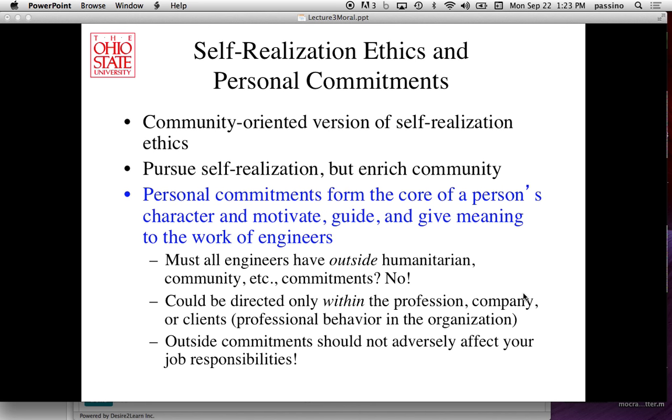A good company that's an example of that is, I don't know if you're familiar with Battelle, which is just south of campus. This is a large technology organization. They have a very strong community outreach program, for instance, working with area schools and so forth. A lot of engineers get involved in that. Okay, well, that's a good example of a technology company that reaches out. But whatever's happening, these outside commitments can't adversely affect your job responsibilities, of course.